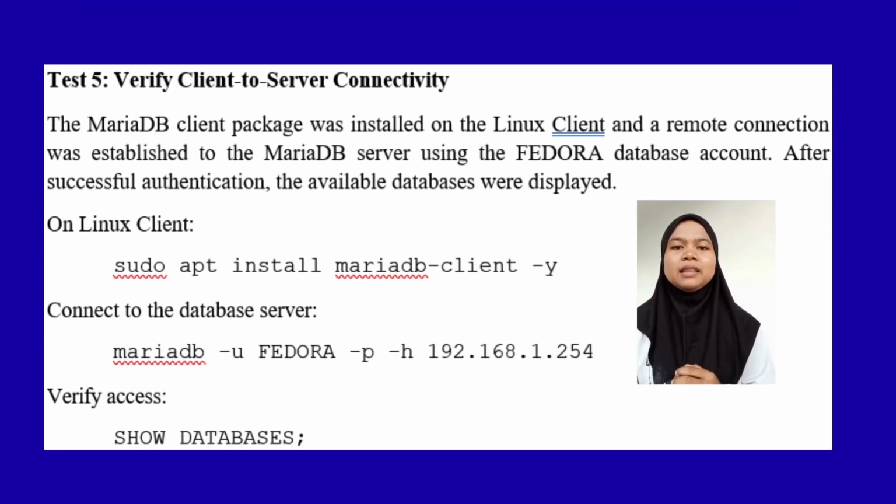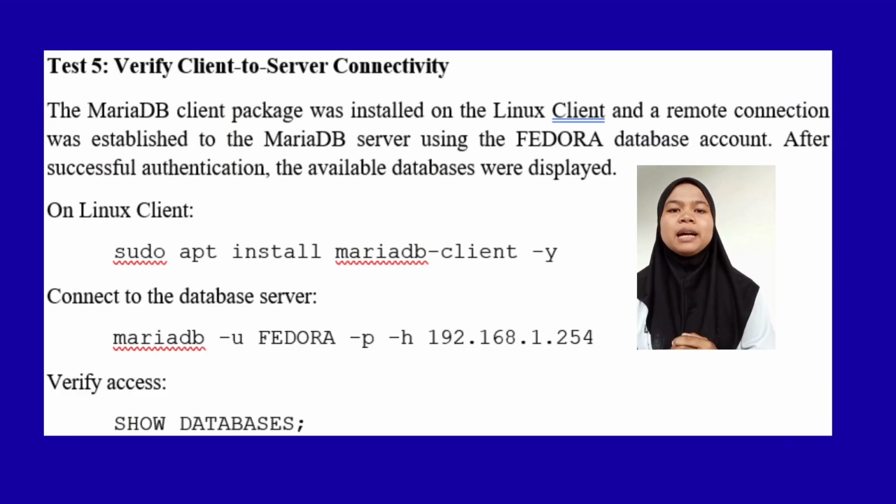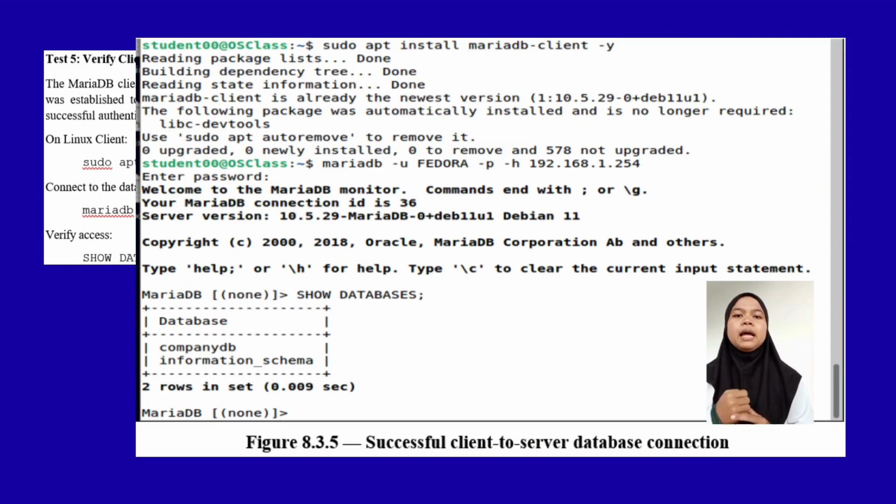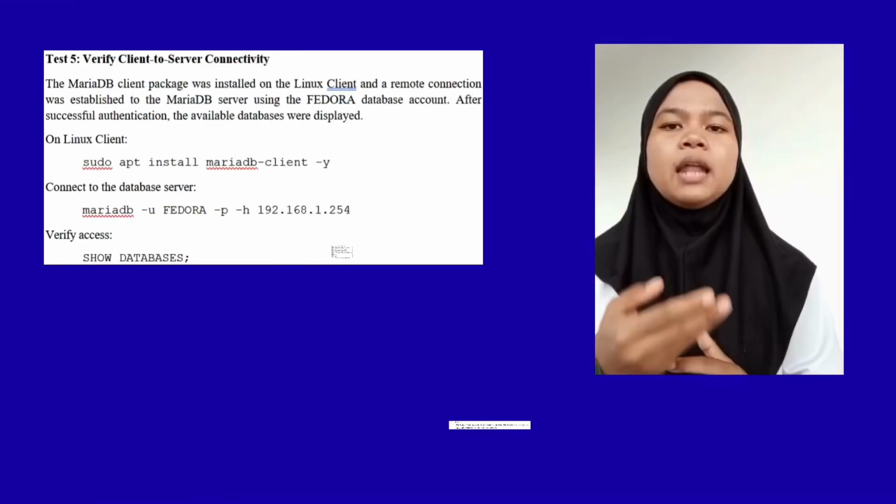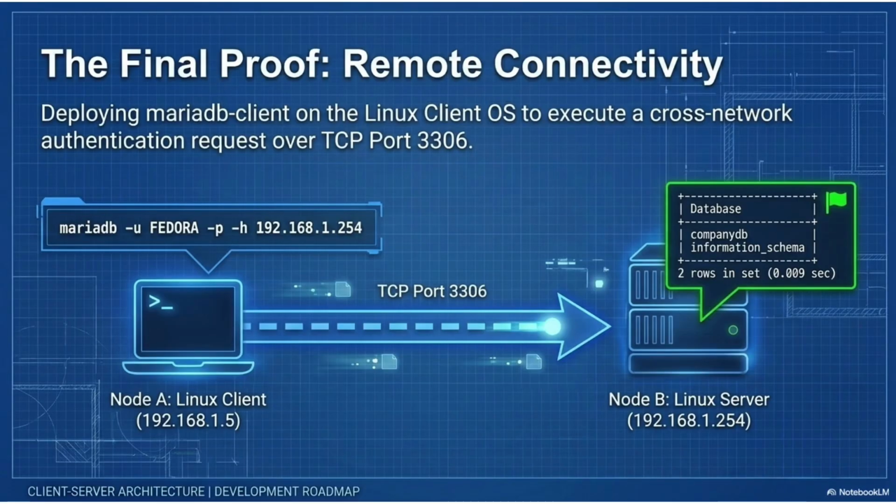Third, I test from a client machine on the same private network by connecting to the server at 192.168.1.254 using the Fedora account and confirming that the CompanyDB is visible and the data can be read. This shows the database is working and it is only reachable from inside 192.168.1.0 and acts as planned.